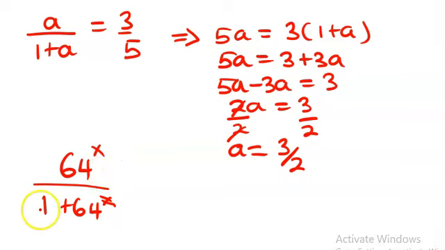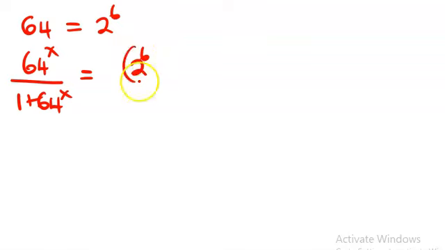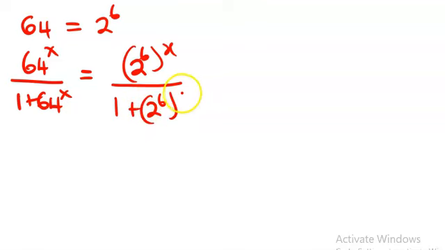So let's see if you can express this in terms of what was given. Now, 64, okay, let's go to the next page. 64 can be written as 2 raised to the power 6. So therefore, 64 to the power x over 1 plus 64 to the power x can be written as 2 raised to the power 6 all raised to the power x over 1 plus 2 raised to the power 6 all raised to the power x.